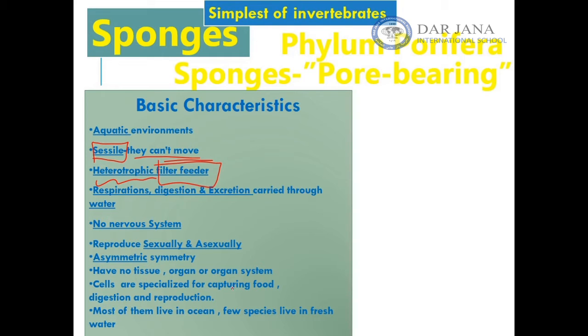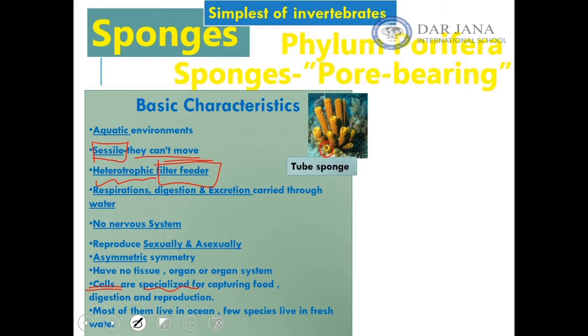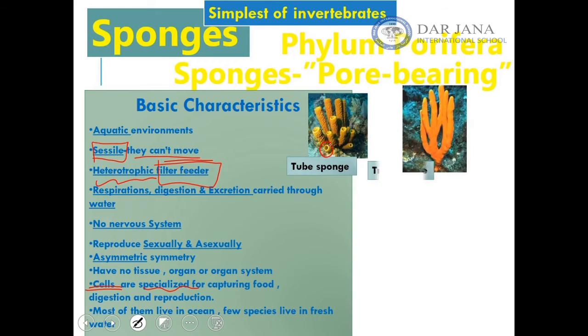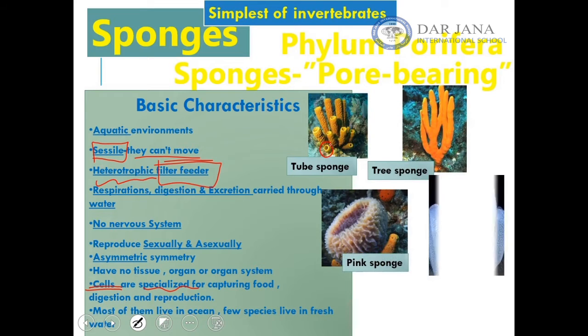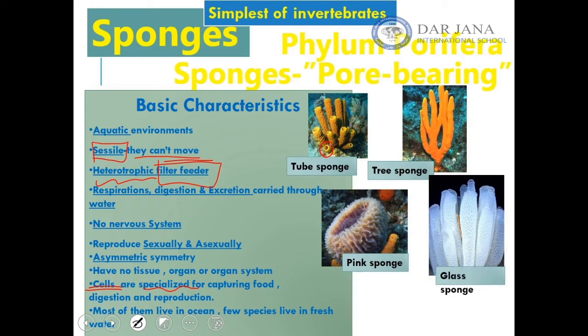They have no tissues, organs, or organ systems. They have cells that are specialized. So they are specialized for what? For capturing food, digestion, and reproduction. Most of them live in the ocean. Few species live in fresh water. We have many examples. As I mentioned, this is the opening where the water can go through and be filtered. Here, for example, we have the tube sponge, the tree sponge, the pink sponge, and the glass sponge. So just different forms of sponges, just for your knowledge.